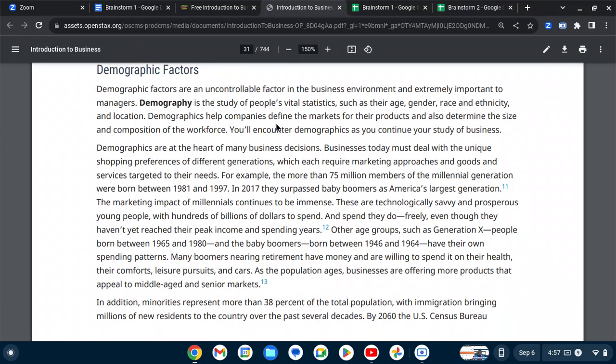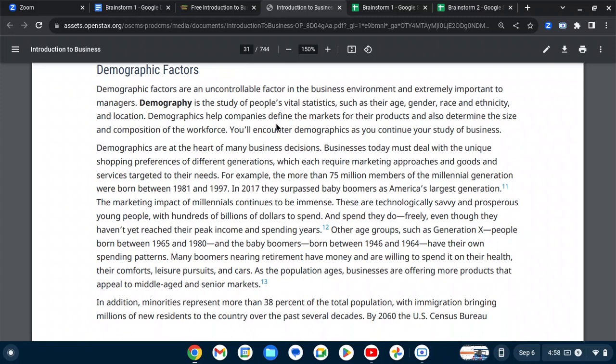Demographics are at the heart of many business decisions. Businesses today must deal with the unique shopping preferences of different generations, which each require marketing approaches and goods and services targeted to their needs. For example, more than 75 million members of the millennial generation were born between 1981 and 1997.